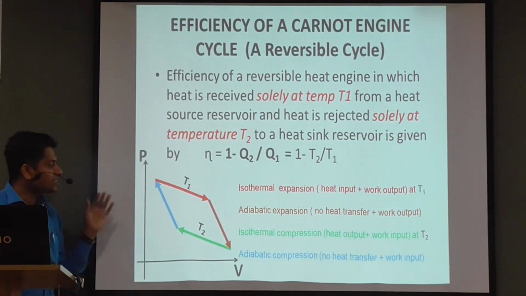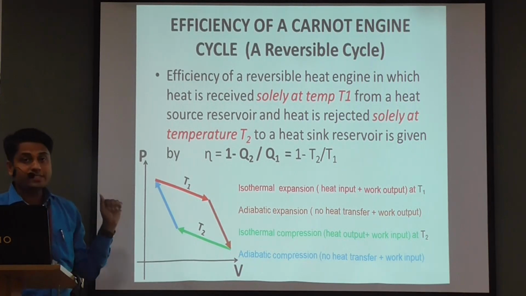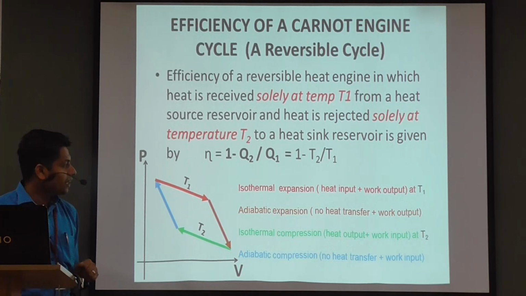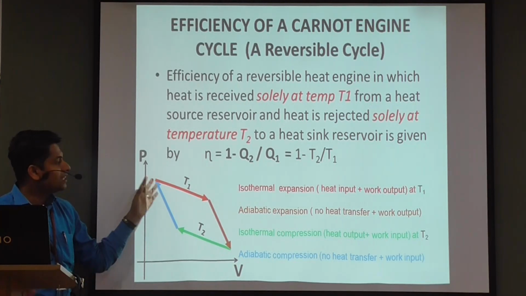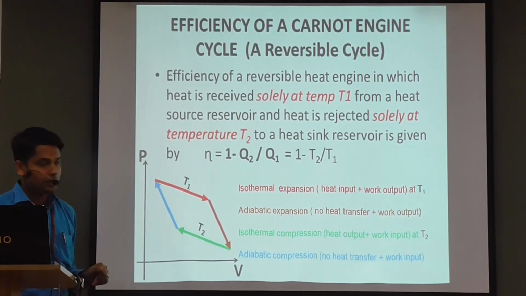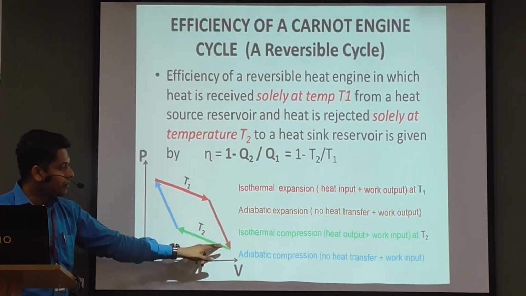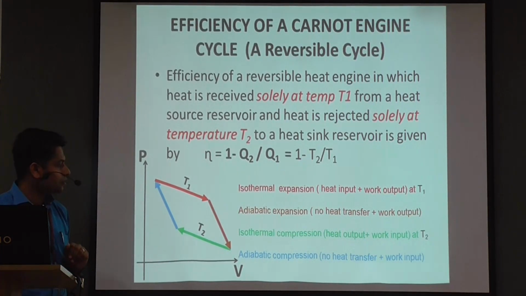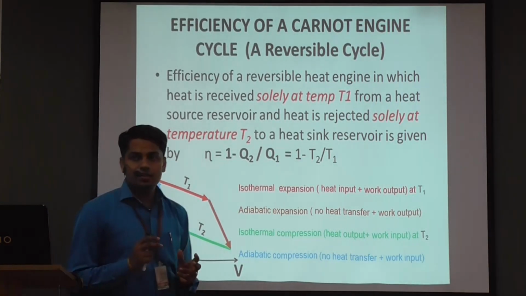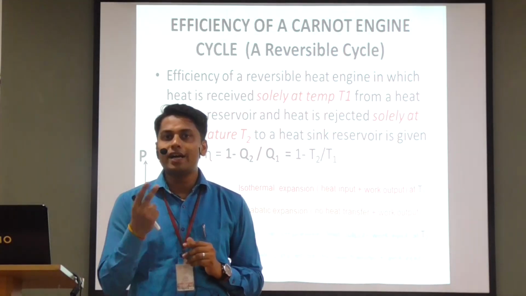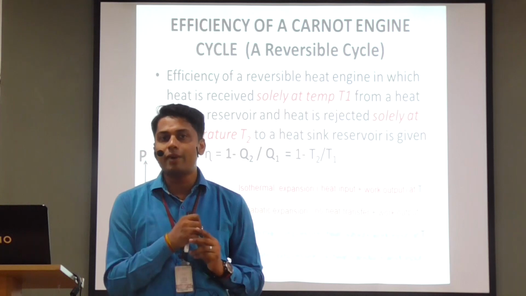Then the various processes in a Carnot cycle are represented as shown here. The first one, which is an isothermal expansion, is represented as the red line. Then comes the adiabatic expansion, then isothermal compression and adiabatic compression. So we can summarize that the Carnot cycle comprises 4 reversible processes, 2 isothermal processes and 2 adiabatic processes.